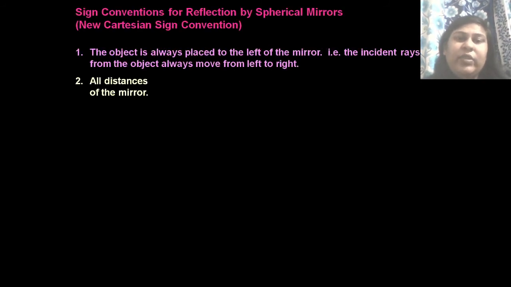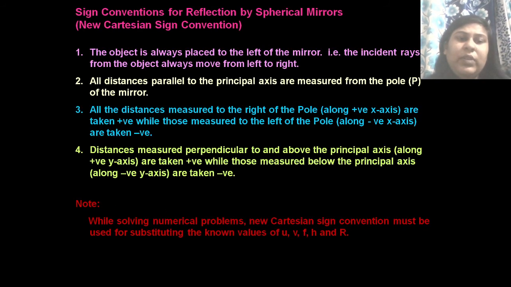Sign convention for spherical mirrors. You can see here, the object is always placed to the left of the mirror for concave and convex mirrors. That's why the incident rays from the object always move from left to right. All distances parallel to the principal axis are measured from the pole of the mirror. Number 3, all distances measured to the right of the pole are taken as positive, and to the left of the pole negative.